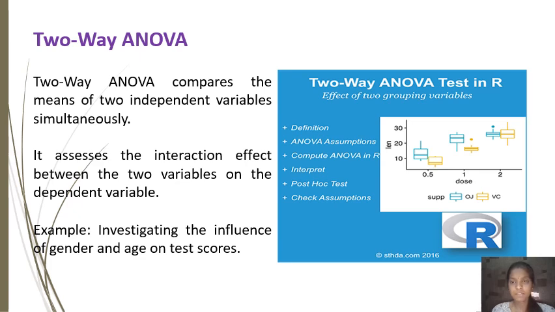These are the things we will learn in the two-way ANOVA tests in R, that is the effect of two grouping variables. We will learn the definition, ANOVA assumptions, computing ANOVA in R, interpretation, post hoc tests and checking assumptions. This is an example of a diagrammatic representation of a two-way ANOVA test in R.